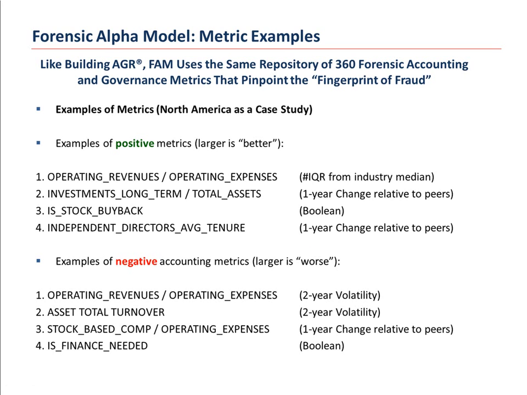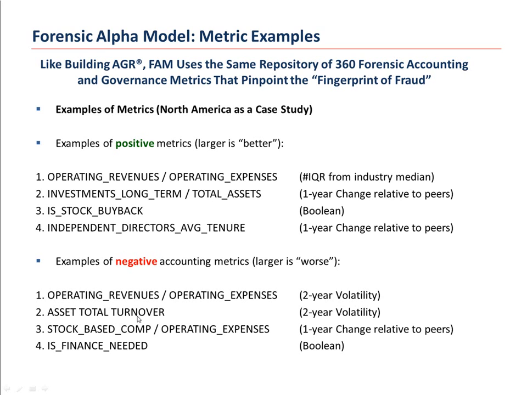Some examples of negative metrics, that is, metrics the larger they get, the worse it is for stock returns, are, on the accounting side, operating revenues over operating expenses, the same as the first one up here, but this time the 2 year volatility. Here we see that if the volatility in the operating revenues over operating expenses is very large, this is actually bad for stock returns. Note how we have two of the same metric, one positive for stock returns, one negative, but the metric operation is different. And that's why you can no longer just use ratios in a realistic and rigorous quantitative model using forensic accounting and governance. There simply is too much information that has to be taken beyond just the ratio.